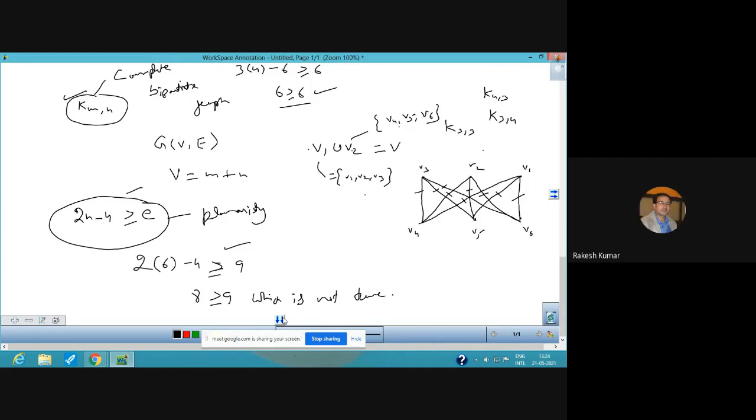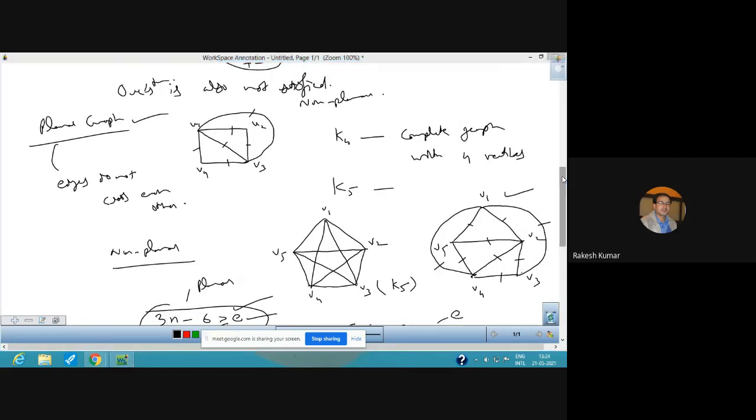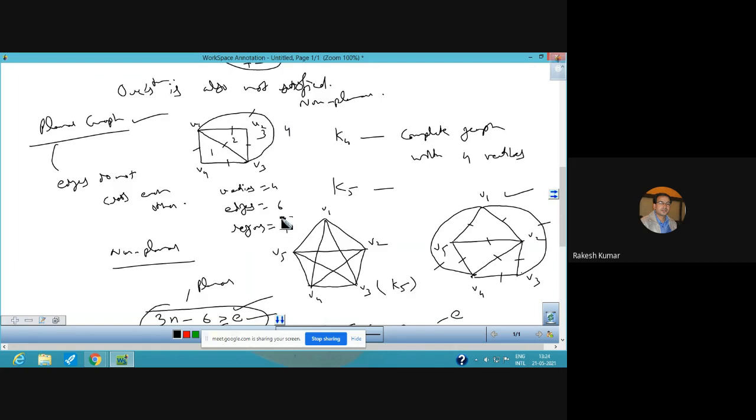Now, if we have a planar graph, then in a planar graph we have vertices 4, we have edges, which are also 1, 2, 3, 4, 5, 6, and we have regions. This is an important term, regions. This is region number 1, region number 2, region number 3, and one outer region is also there. So total regions are 4. So this is the meaning of a region in a planar graph.